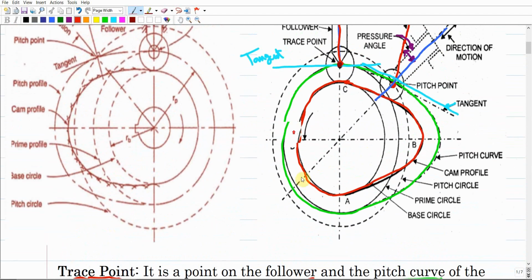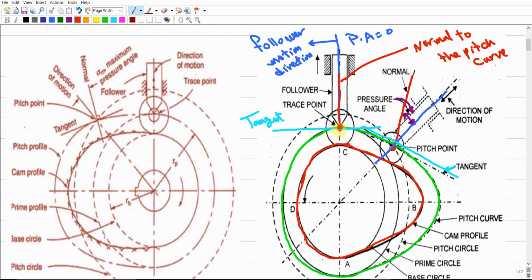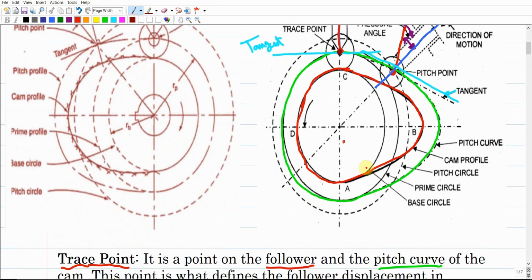As we give rotation to this cam, it looks like you're already rotating this trace point. Assume that this trace point is going to rotate over the cam profile. This should give us the pitch curve. But physically, this trace point is not rotating. The thing that is rotating is the cam itself, not the trace point.